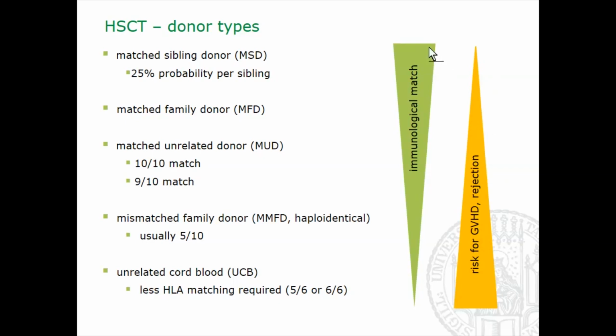So the degree of immunological match goes down in this direction, and in a reverse manner, we have a correlation with the risk for graft versus host disease or rejection, at least in theory, because the more different a donor is to his recipient, the more frequent we would have complications that involve either of the two immune systems attacking the other person or the other cells.